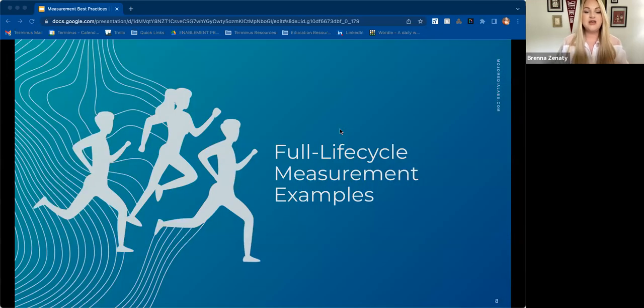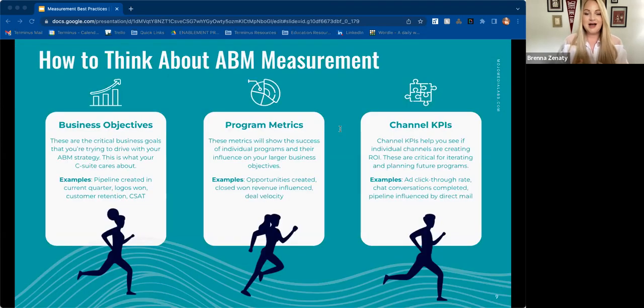All right, so getting into some actual program examples. Before I dive in, I also think it's important to understand the different levels of reporting that could feed into an overall ABM measurement strategy. And really the first is measuring against your overall business objectives that we talked about. So we should really be using this as our North Star in our measurement strategy.